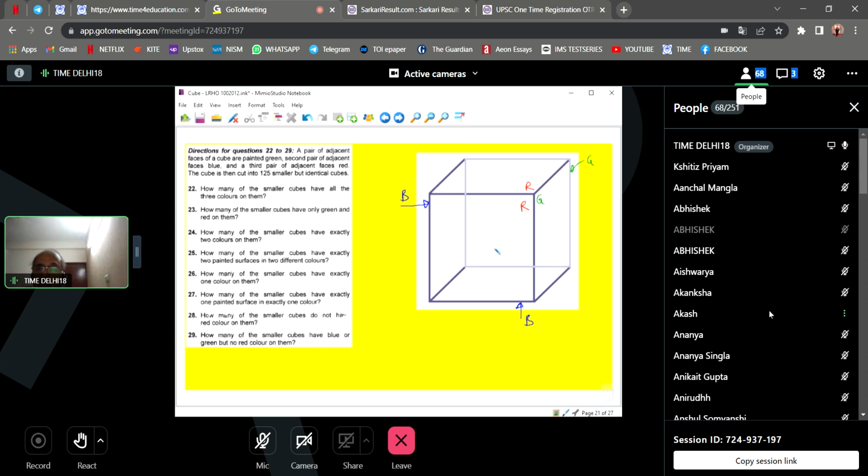Arushi, your answer for 23rd is correct. Anshul, none of the answers are correct. Shubhi, your answer for 22nd is correct. Arushi, your answer for 24th is correct. Yashvi, your answer for 22nd is not correct. 23rd is not correct. 24th is not correct.